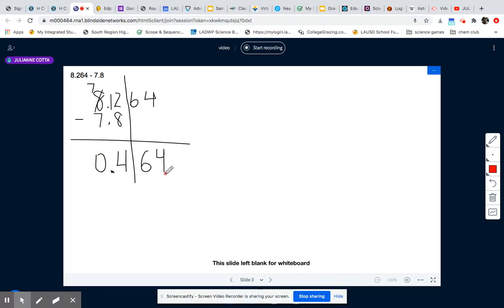Okay, so now I need to round. Just like if there's anything behind this line, I need to round it off. So I look behind my line, it's a 6, it's 5 or higher, so that will round up. If it was not 5 or higher, it would just stay 4, but it is 5 or higher. So it rounds up, so my answer is 0.5 is the final answer. Let's try another subtraction one.